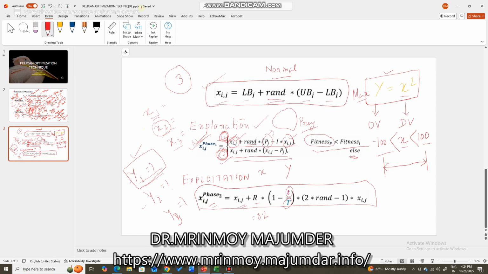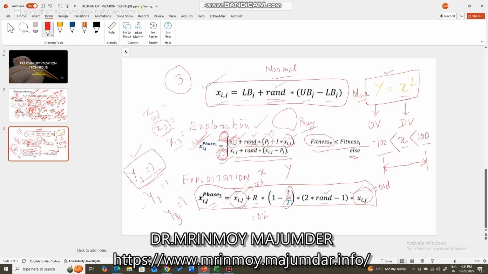Clear? Multiplied by 2 multiplied by the random function. All these random functions are the same, and this x_ij is again the old value of x of the agent for which you are trying to generate a new value of x. These are all old values of x. For each of the 3 agents you need to find 3 new values of x, and for that you have to use the old value of x. So for agent 1 use the old value of x for agent 1, this for agent 2, and for agent 3 the old value of agent 3.